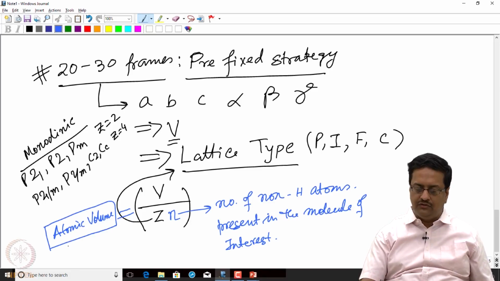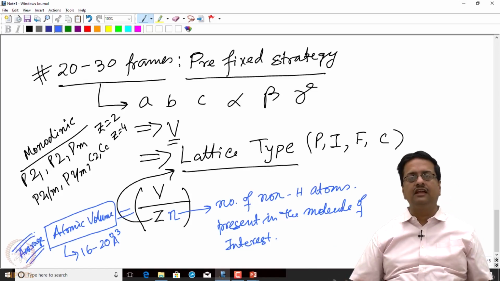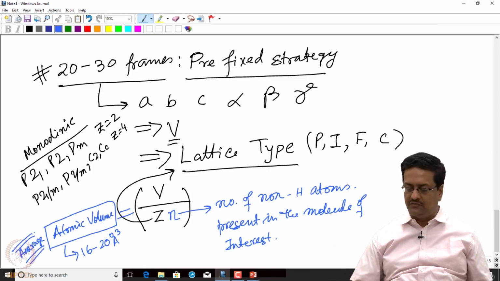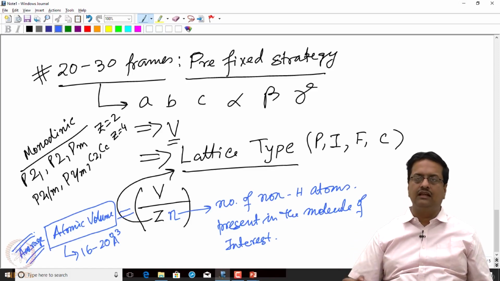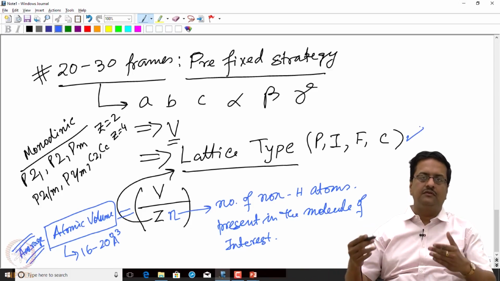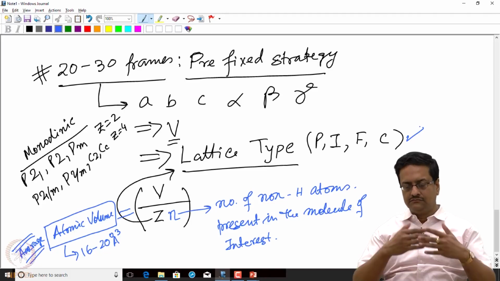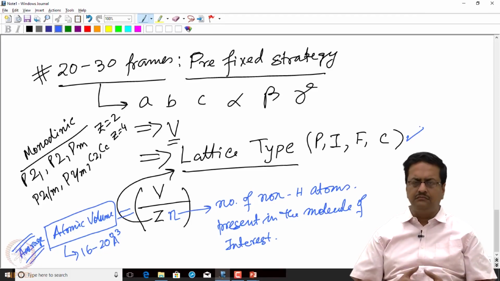This atomic volume should range between 16 to 20 cubic angstrom. This is the average atomic volume, I would say. So this average atomic volume should range between 16 to 20 cubic angstrom if the desired molecule has crystallized in this particular lattice, which we have determined from the first few sets of reflections or first few sets of measurements.